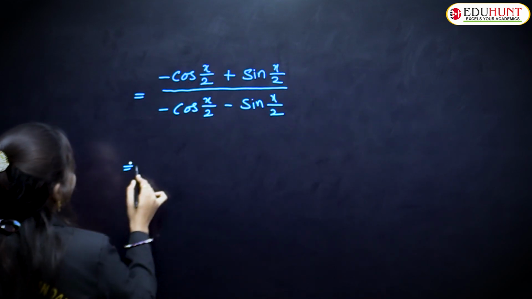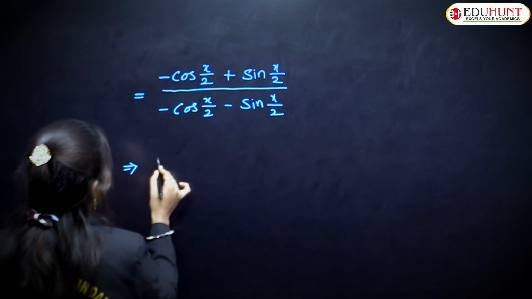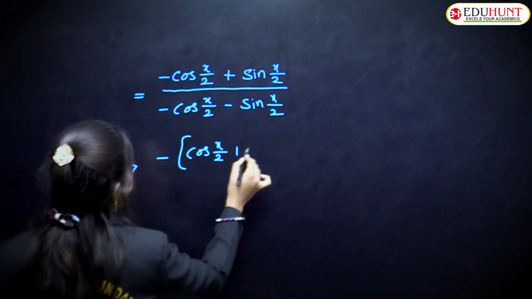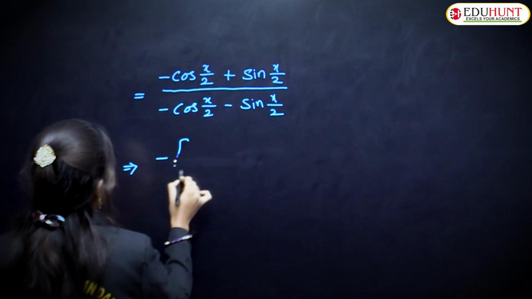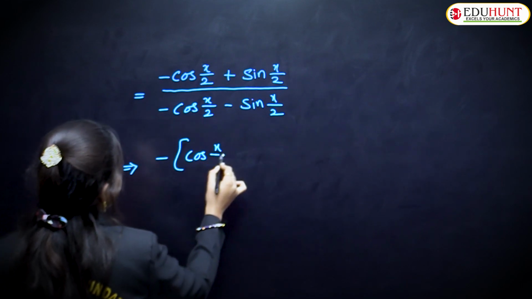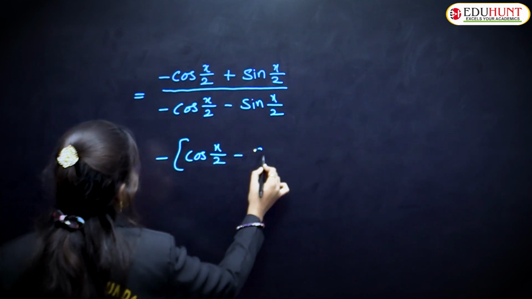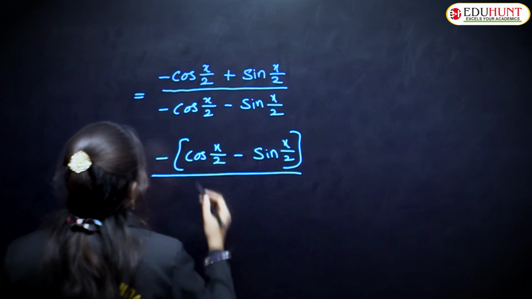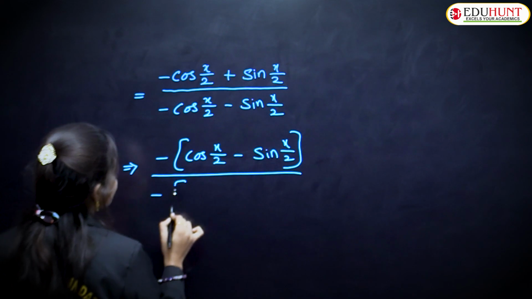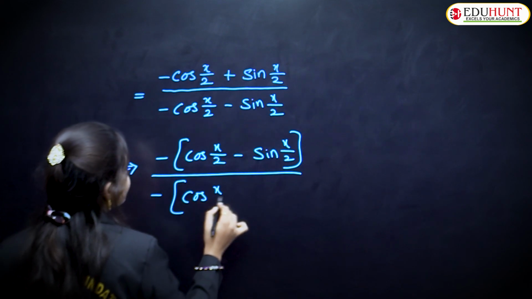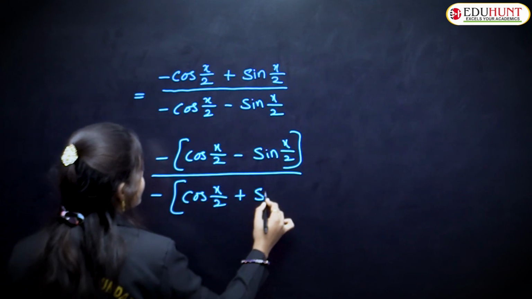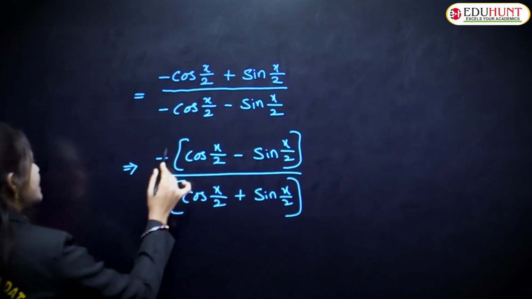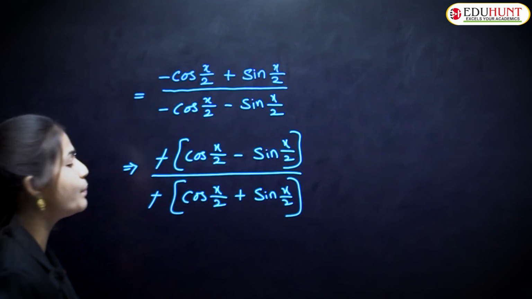From the numerator and denominator I want to take that minus as common first. So in the numerator, if you take minus as common, cos x by 2 plus, here plus is there, so that is minus sin x by 2, whole by, from the denominator take minus as common, now cos x by 2 minus means plus sin x by 2. Here minus and minus get cancelled, that becomes positive.